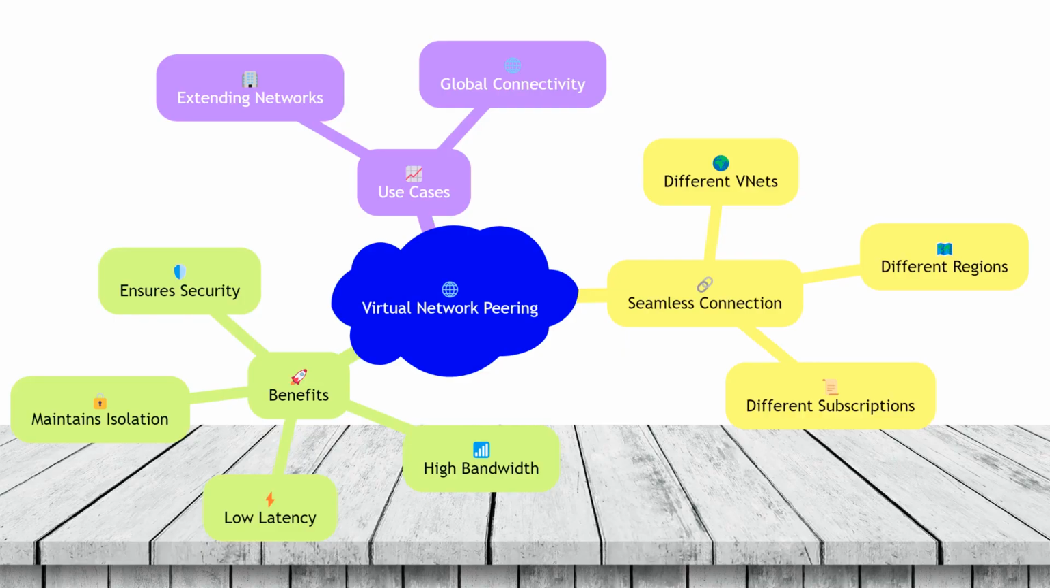Virtual network peering allows you to connect two VNets seamlessly, enabling resources in different VNets to communicate with each other. This is useful for scenarios where you need to extend your network across different regions or subscriptions. Peering ensures low latency, high bandwidth connectivity, while maintaining isolation and security.